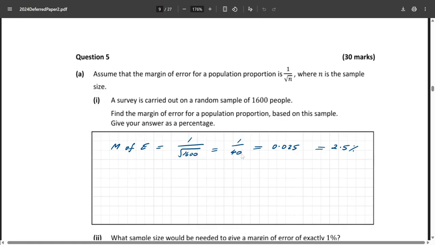The root of that is 40. 1 over 40 is 0.025. Give your answer as a percentage. All these details are important. So just rewrite that decimal as a percentage, multiply by 100, and you get 2.5%.